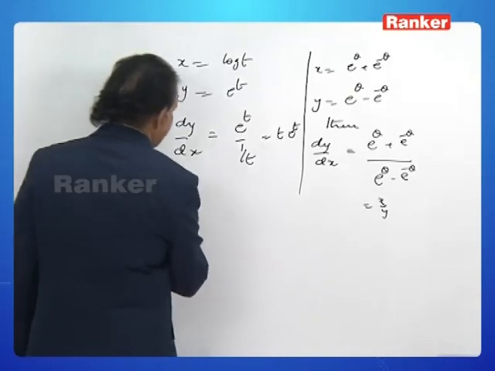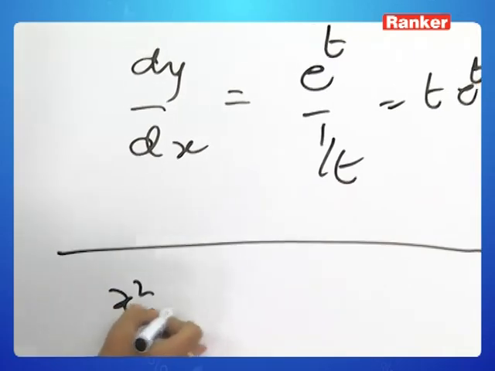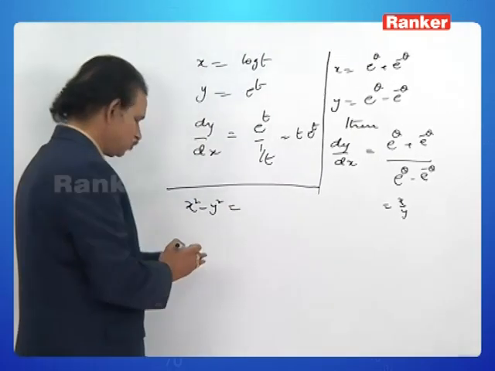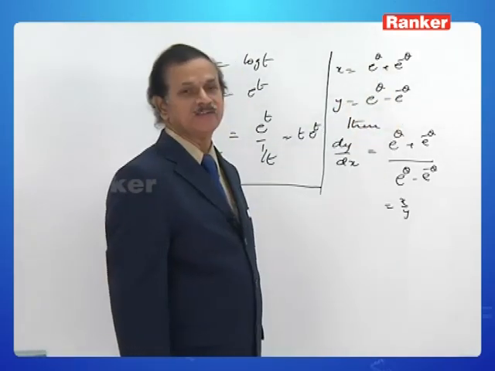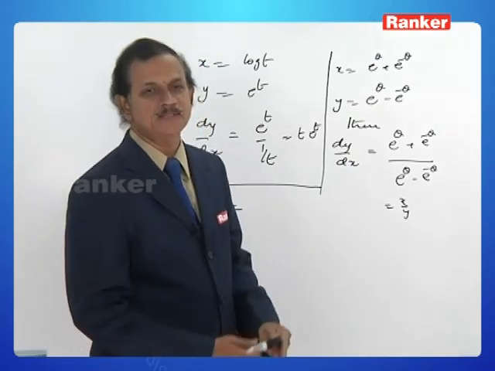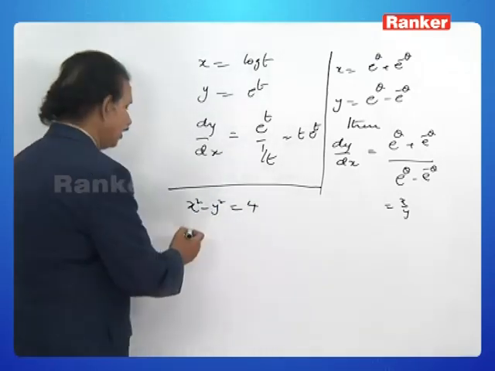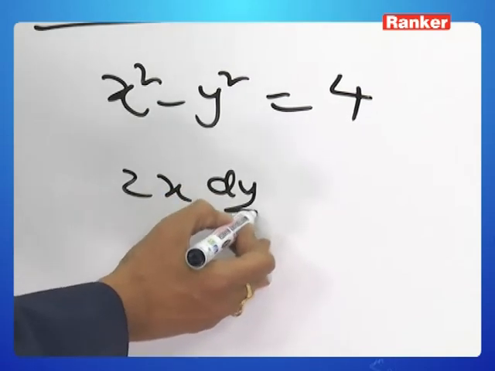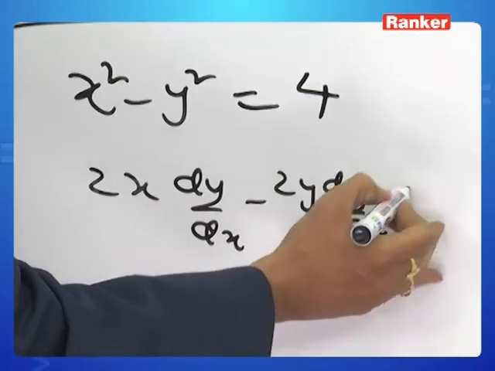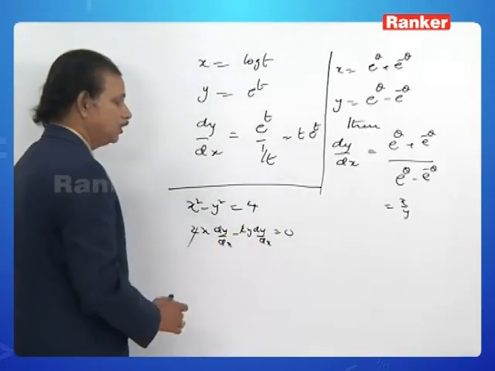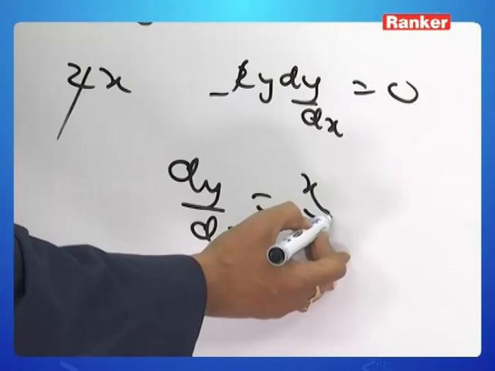Another way of obtaining that result is like this also. You just consider x square minus y square. What is it? What is x square minus y square? a plus b whole square minus a minus b whole square. What is that? 4ab. That is 4 into e power theta into e power minus theta, which is just 4. Therefore, 2x into dy by dx minus 2y into dy by dx is equal to 0. You can cancel 2, so dy by dx is directly x by y.